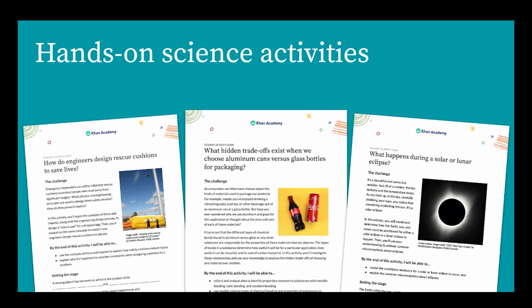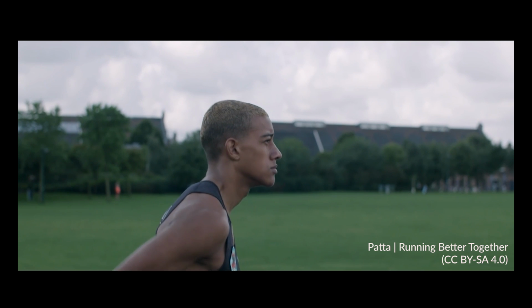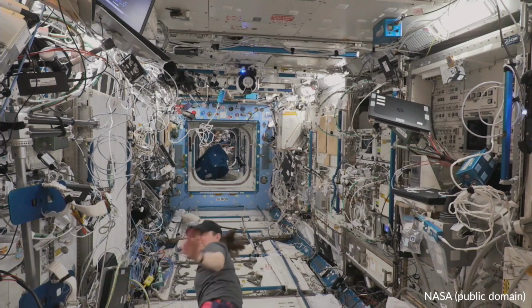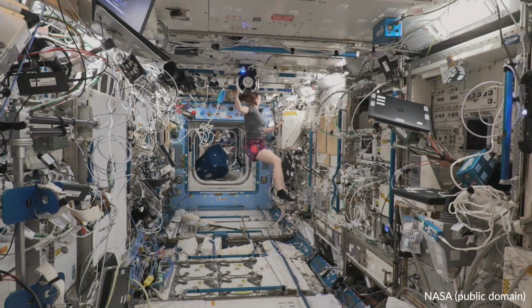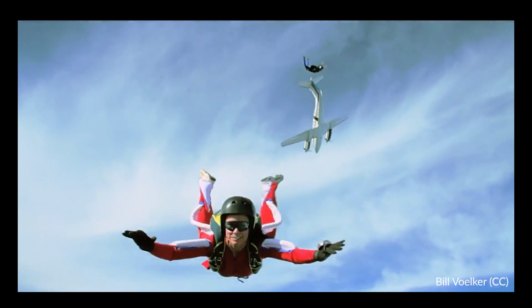Every activity is anchored in real-world phenomena, so you can understand what's going on around you. You'll be able to answer questions like, how can measuring cellular respiration help me reach a fitness goal? Or, how does the International Space Station produce enough oxygen to keep the astronauts alive? Or, how can a skydiver fall safely? Wait, how do they fall safely? You can find out through our new hands-on activities.